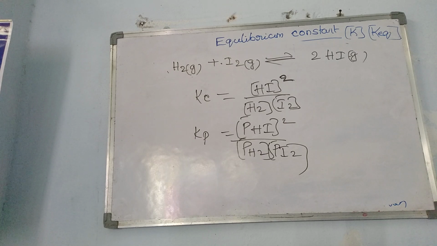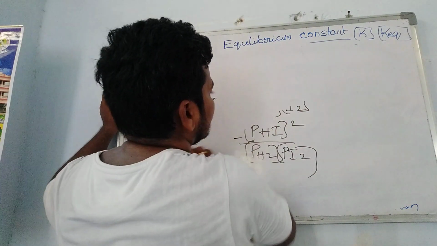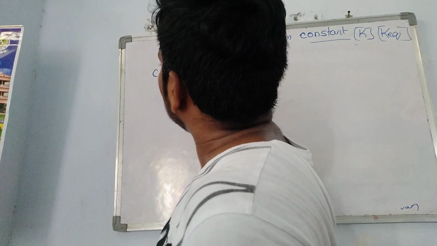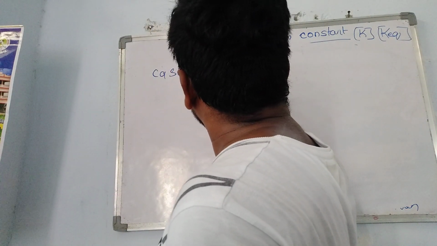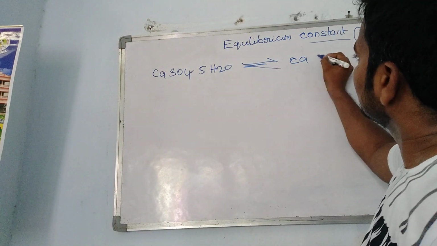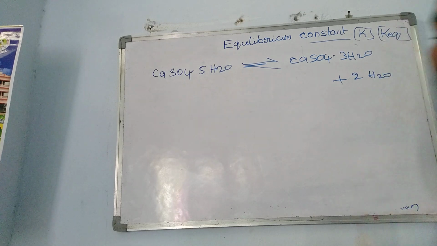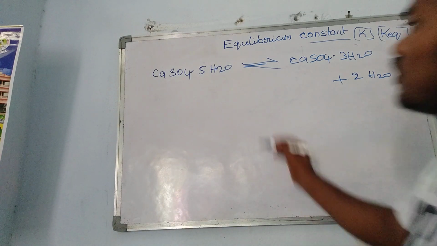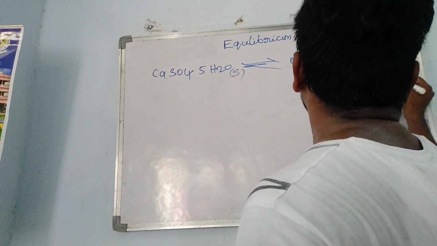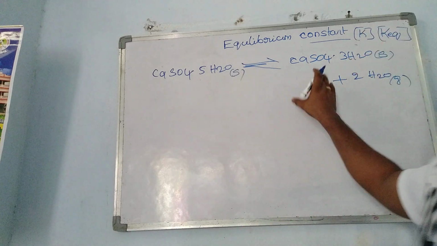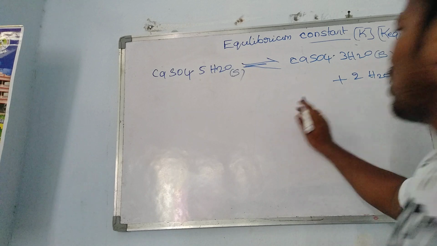If you take another example and practice like this, automatically everything is there. Solid and liquid you should not include; that is the only condition. For example, CaSO4 plus 5H2O gives CaSO4 plus 3H2O plus 2H2O. See here, this is a solid, this is a hydrated salt, and this is a gas. So how to write the expression? Only solid is there, we should not take the solid; we should take only the gas state.